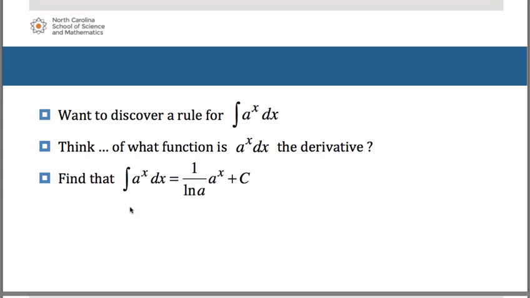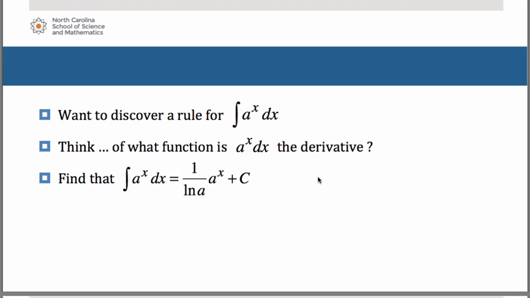We find that the antiderivative of a to the x dx is 1 over natural log of a times a to the x plus c. This is the third rule you need to memorize. Let's look at a little proof as to why this is.